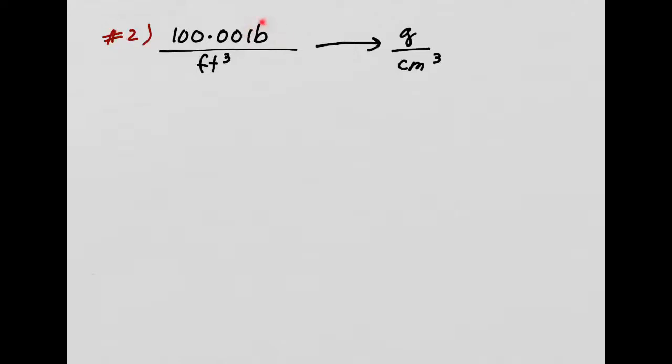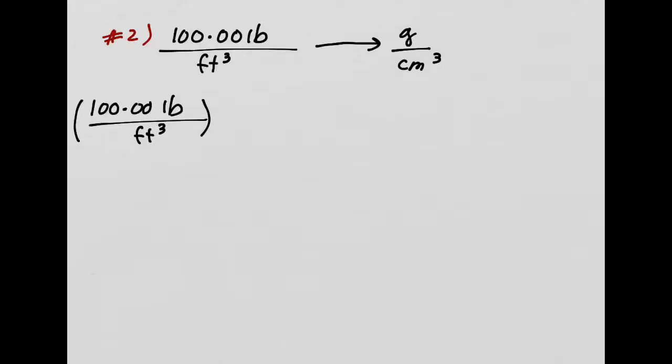Again, density is mass over volume. Pound is a mass unit. Cubic feet is a volume unit. But I want to convert it to a different unit for mass and volume. Okay? Alright, let's do this one together. You are going to do what we did before. You are going to write down what is given to you, which is 100.00 pounds over cubic feet.